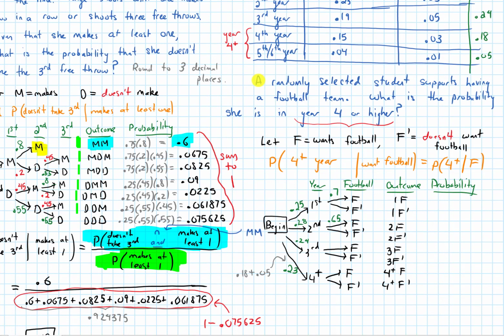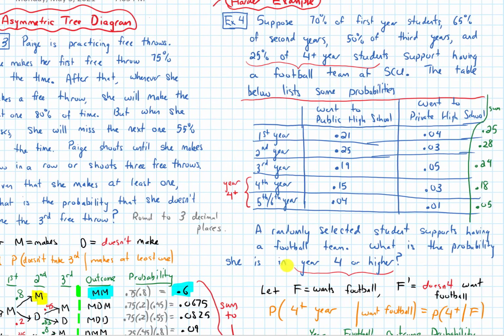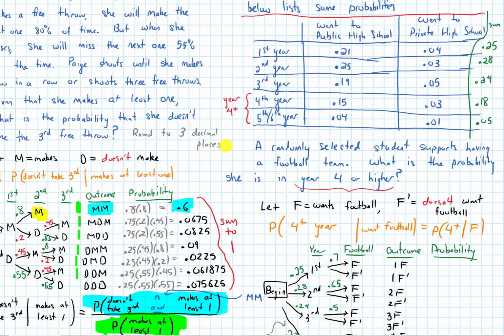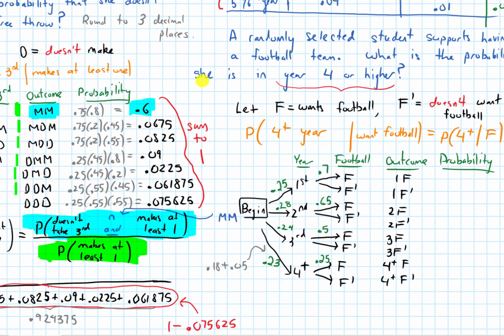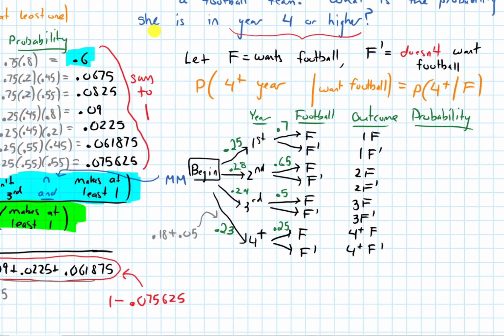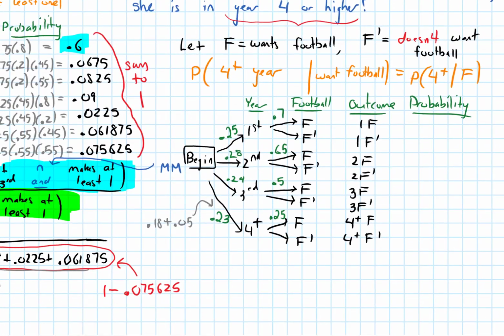Okay, and then for third years, 50% supported it. So I'm going to write a 0.5 here. And then finally, for year 4 plus, it was 25% of them. So let's write a 0.25 here. And at this point, I think I've taken all the numbers that I need. So I'm going to zoom in and start to fill in the rest. So this will be 0.3, this will be 0.35, this will be 0.5, and this last one is 0.75.